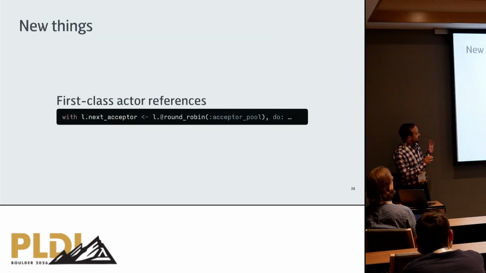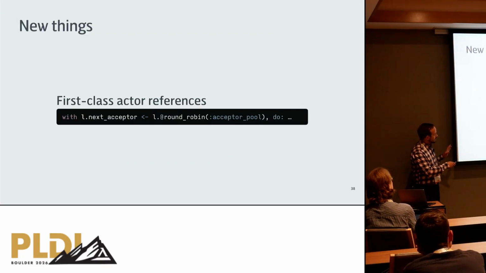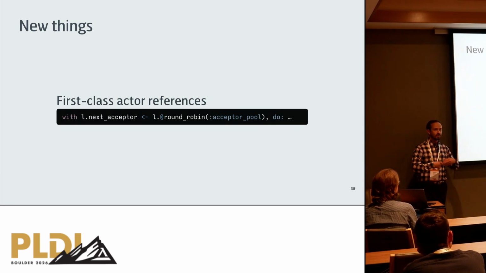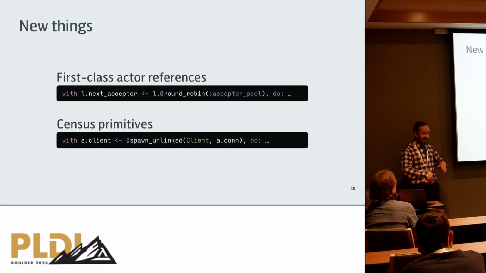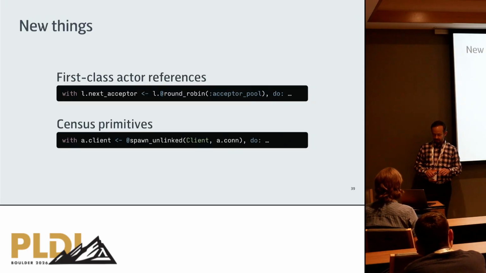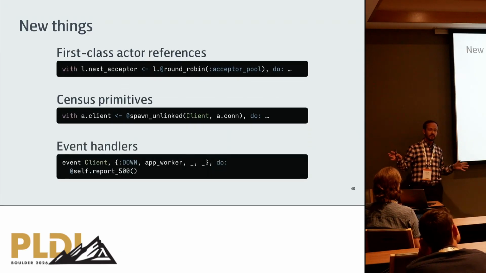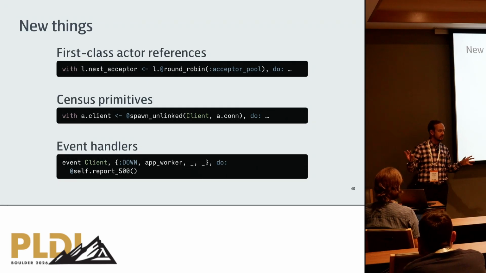So to recap, some of the new things in this are, first, you have first-class actor references. I've got some expression in the choreography language that next acceptor references another actor. I also make new processes in addition to pulling them off of lists and whatnot. And then we've got these event handlers. So those are the new things in Chorex v2.